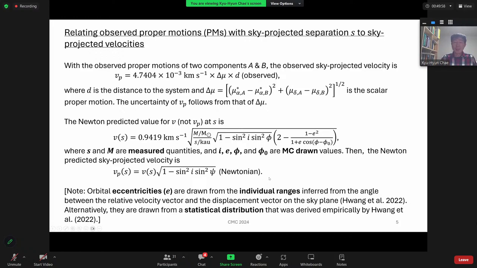So one key parameter is eccentricities. For binaries, I'm using eccentricities that have been constrained by Huang et al. So for each binary, I have a range of eccentricity. So I can use that range rather than using a blind range. Okay, so one can also consider some statistical distribution rather than individual ranges.